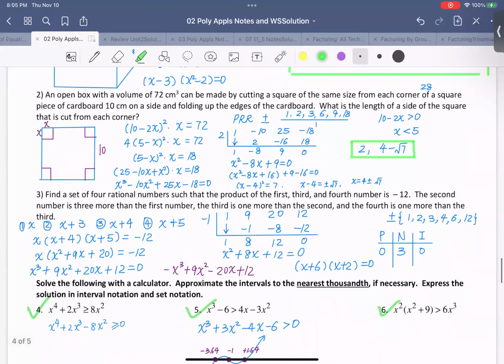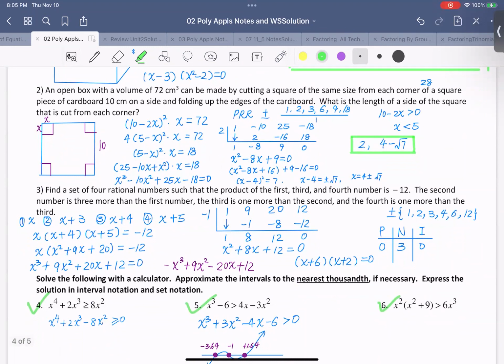The next one is similar. They again give you 4 numbers, but this time they told you the first, the third, and the fourth product is negative 12. And they also tell you that the second one is 3 more than the first one. So you list number 1 as x, number 2 as x plus 3. Number 3, the third one, is 1 more than the second.